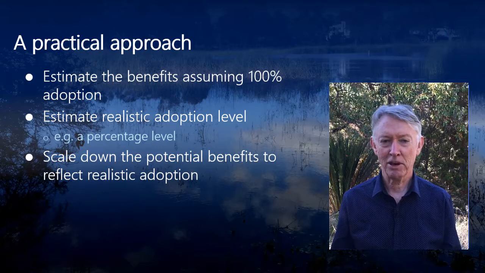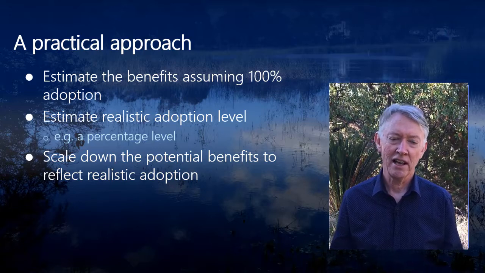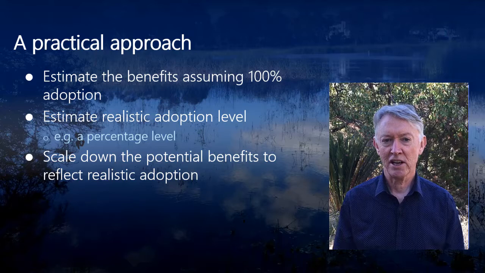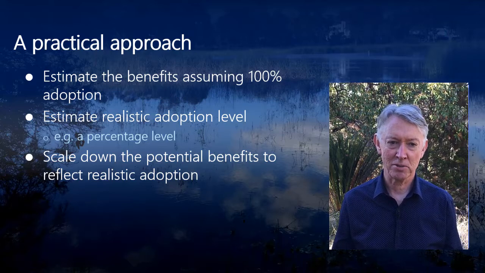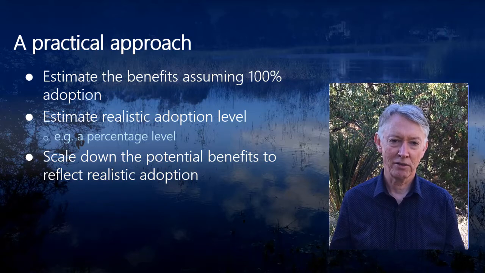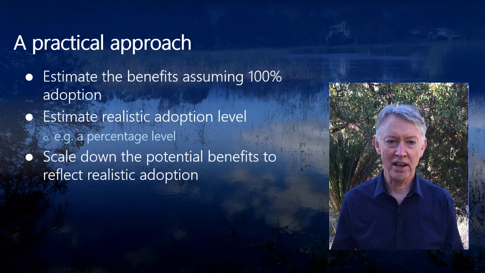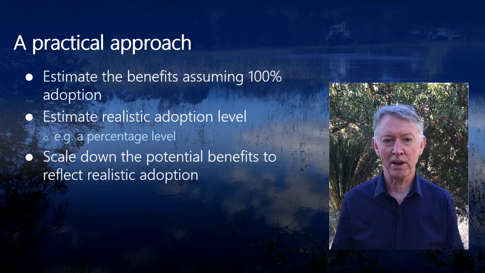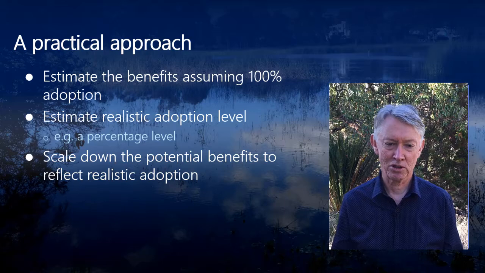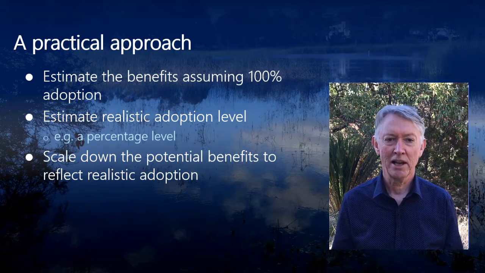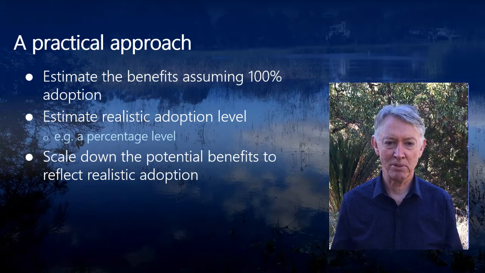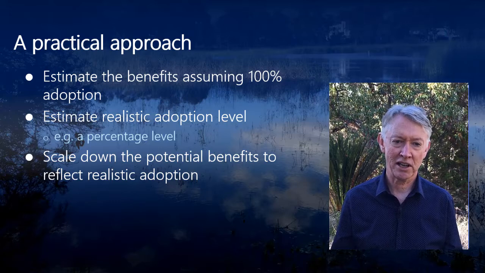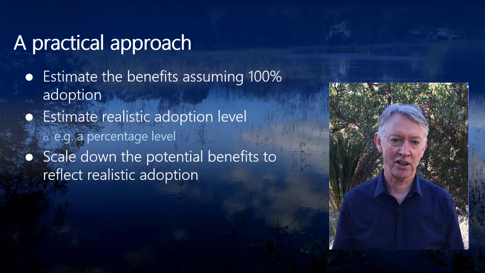A practical approach to trying to do this is to initially estimate the benefits of the project, assuming that you get 100% adoption, 100% uptake of the required behaviour changes, and then follow that up with estimating a realistic level of adoption, which could be perhaps a percentage level, and then scale down the potential benefits to reflect the realistic level of adoption that you think will actually occur.